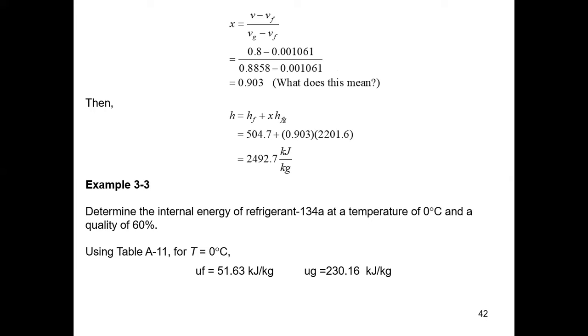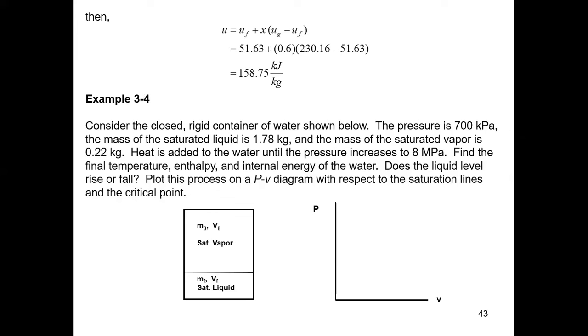And this is another example: internal energy of a refrigerant at temperature 0 degrees Celsius and quality 0.6. Again, we use a table at temperature 0 degrees Celsius. Uf is 51.63 kilojoule per kilogram, Ug is 230.16 kilojoule per kilogram, from which we can calculate.